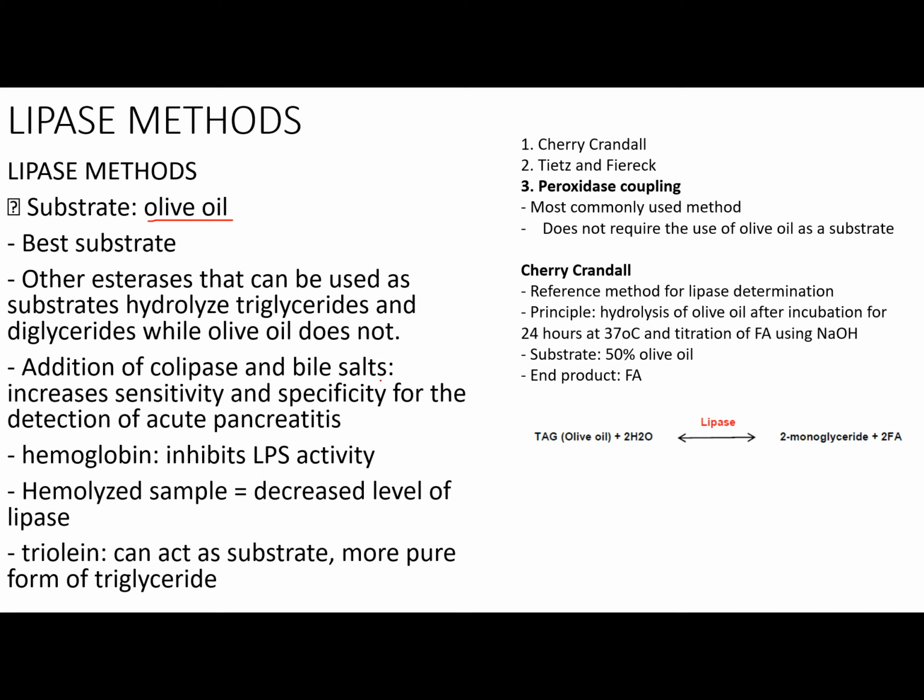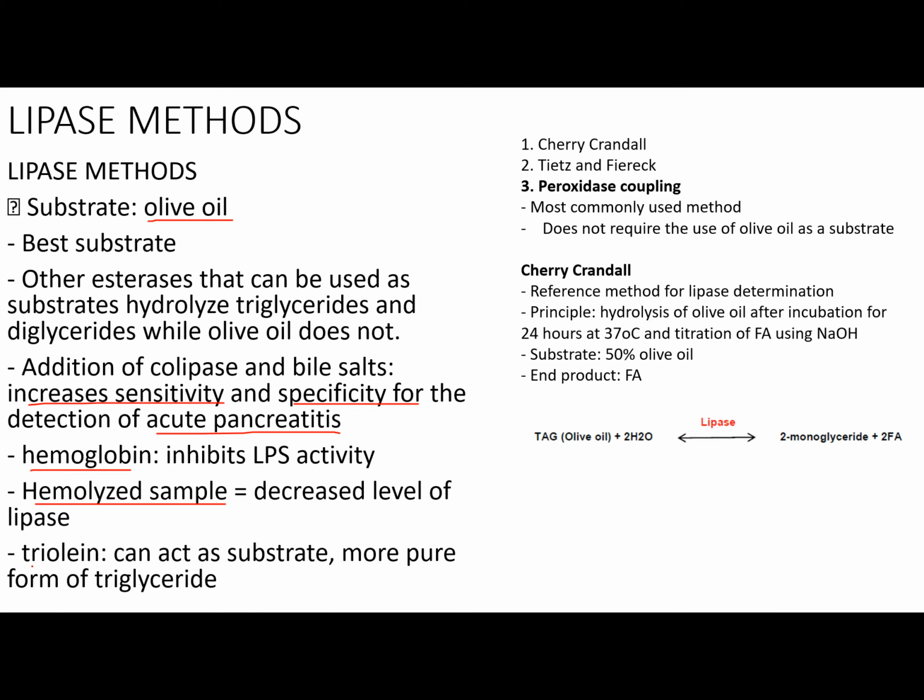Addition of colipase and bile salt would increase the sensitivity and specificity for the detection of acute pancreatitis. So if you add colipase and bile salt, tataas yung sensitivity niya and specificity for acute pancreatitis. Now take note, class, that hemoglobin inhibits lipase activity. And remember, hemoglobin is released from RBCs. So again, bawal ang hemolyzed sample. Hemolyzed sample would cause a decreased activity of lipase.